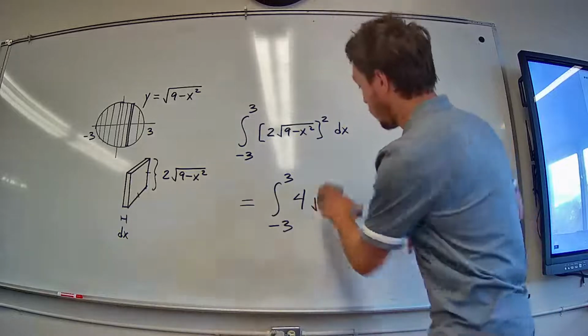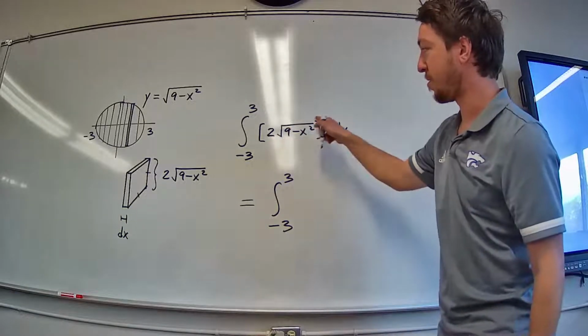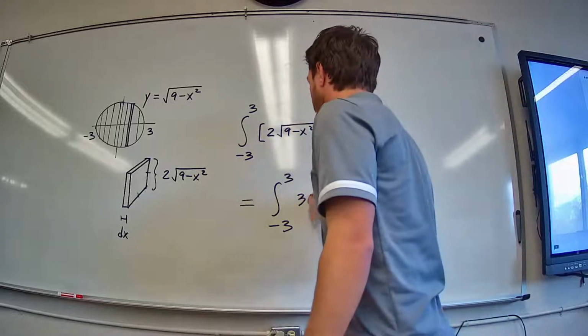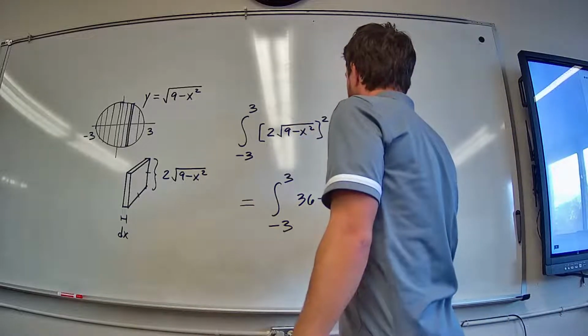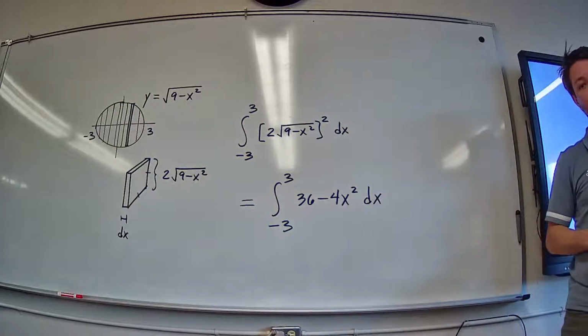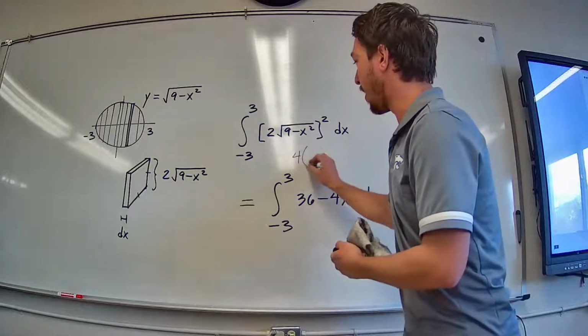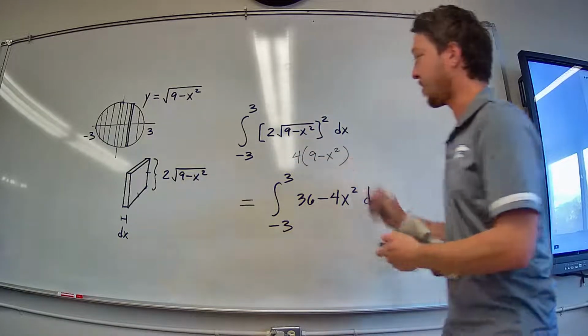Here, will you allow me to do this? 4 times this would be 36 minus 4x squared. Is everyone okay with that? Yes. The step I'm skipping is writing 4 times 9 minus x squared, if you're wondering.